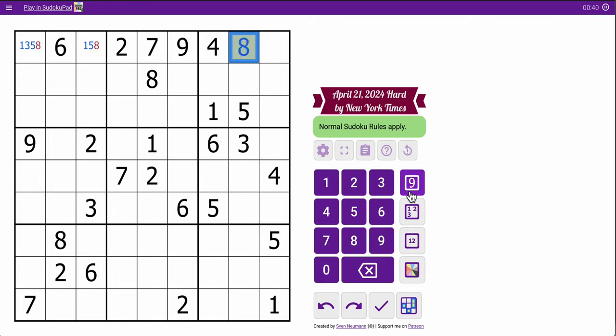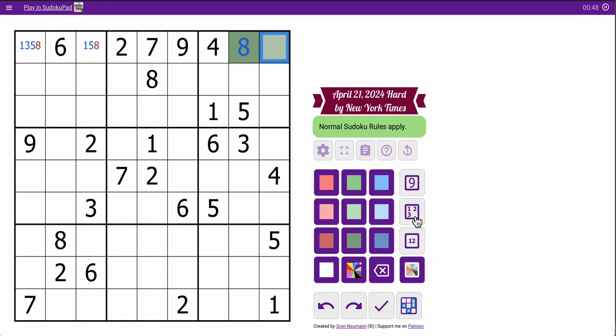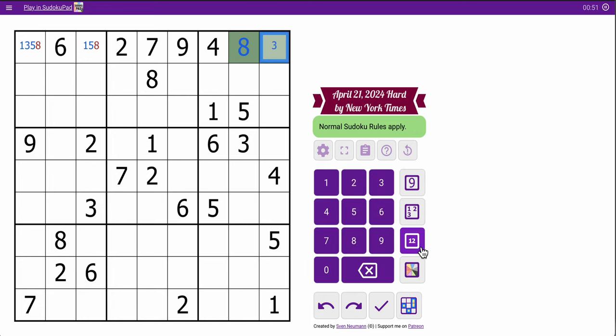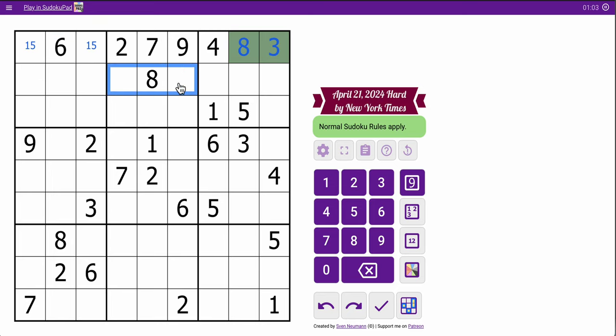Okay, this is now 1, 3, 5, but it just sees 1 and 5. So, guess what? That's a 3. I've got a 1, 5 pair on row 1 immediately. That says I know where 1 and 5 go in row 2.